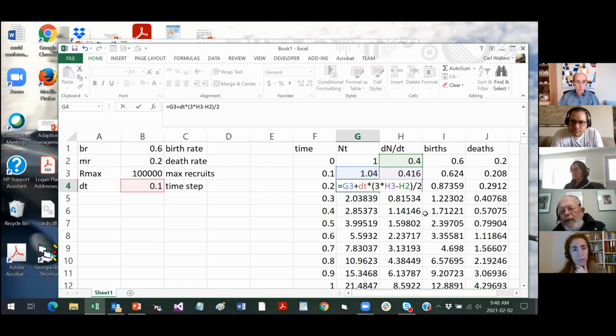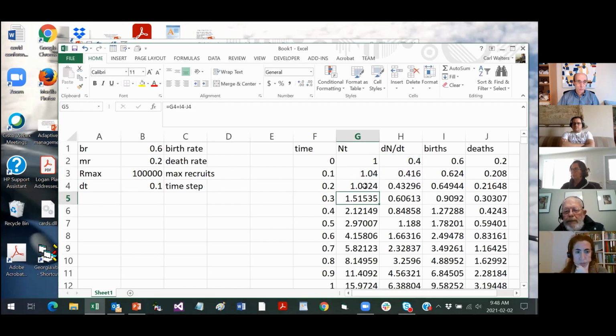what it's basically doing is looking not just at how fast things were changing at the time step before, but also how fast things were changing the time step before that. So what it's basically doing here is accounting for curvature in the population growth curve over time. And accounting for that curvature gives us a better estimate of what things will be like.